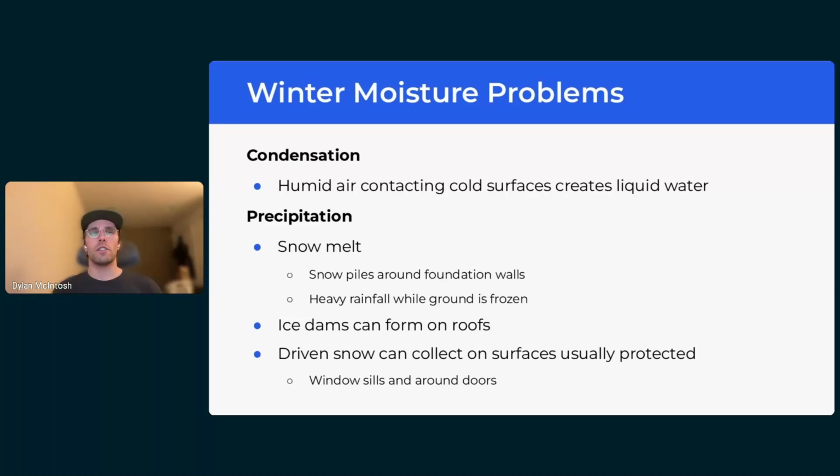Another big precipitation problem that we'll talk about in a little more detail are ice dams on roofs. So ice dams are essentially a formation of ice that causes liquid water to pool up and get in underneath the roofing material. And then also driven snow can cause snow to collect on surfaces that are usually protected, doorways, window sills, other things that you may expect to be protected by roofs or awnings. If the wind is driving that snow, it can drift up and cause moisture in areas you're not expecting.